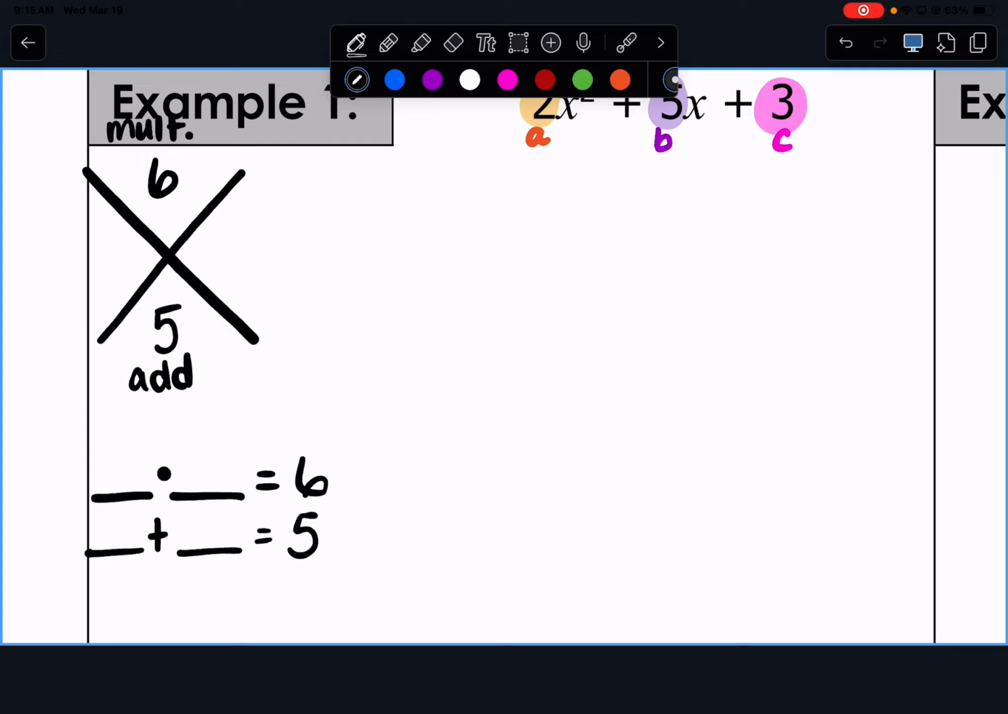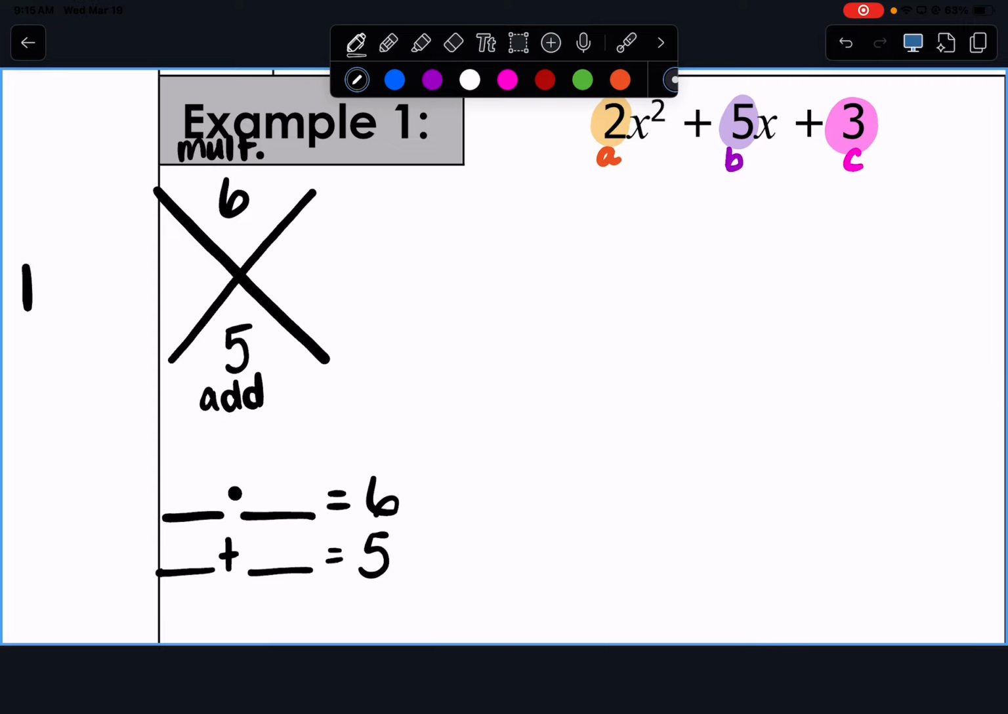What are the factors of 6? 1 and 6, and 2 and 3. Okay, to multiply to get a positive number, I can either have positive, positive, or negative, negative, right? So in this case, do I need positive, positive, or negative, negative? Positive, positive. So if I say 6 plus 1, that doesn't work, right? What about 2 plus 3? That works. So we have 2 and we have 3. Or we can say 2 times 3 gives us 6, but 2 plus 3 gives us 5. Either way works.